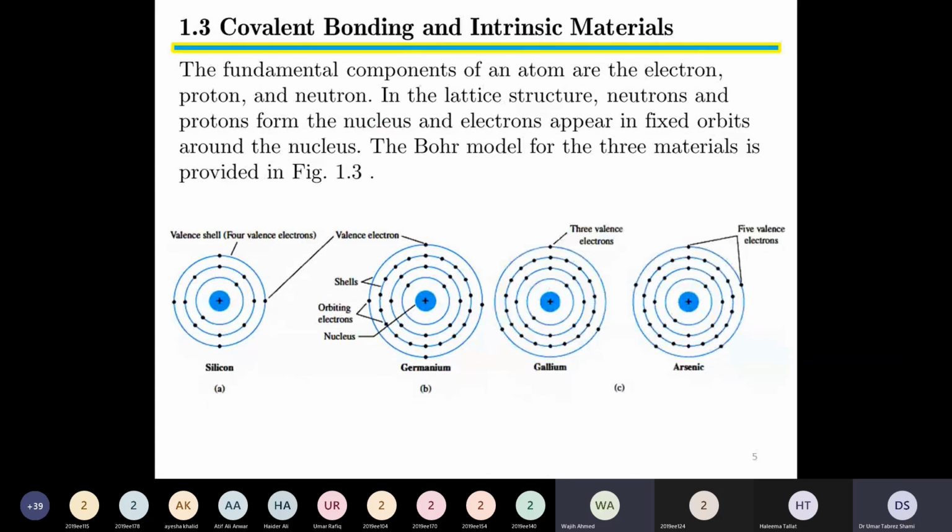Okay, so now we will come to slide number 5. Slide number 5 brings us to our new article. This article is article number 1.3. The title of the article is Covalent Bonding and Intrinsic Material.